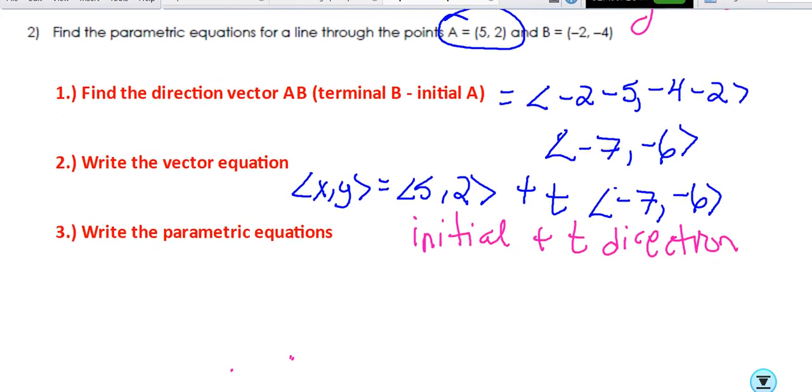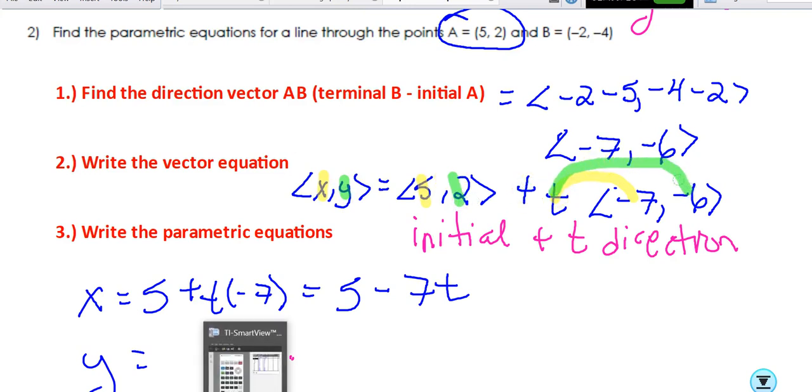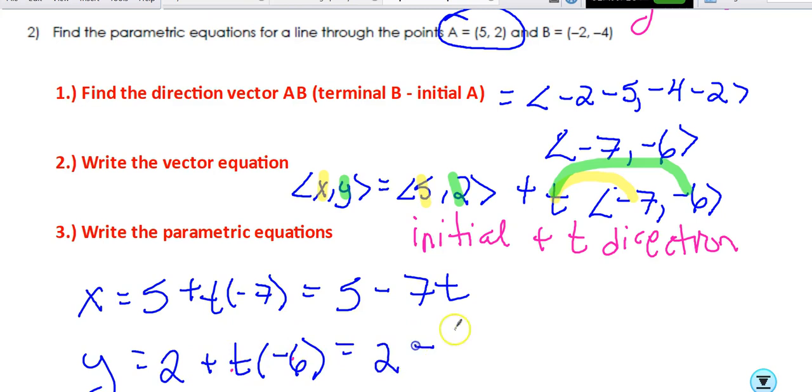The parametric equations are then taking the x parts together and the y parts together. So for the x parts, I've got x, 5, and then t times -7. Whoa. So we got x equals 5 plus t times -7. So that looks better as 5 minus 7t. And then the y parts, got y, 2, and then the t times -6. So making this part look nicer, that's 2 minus 6t.